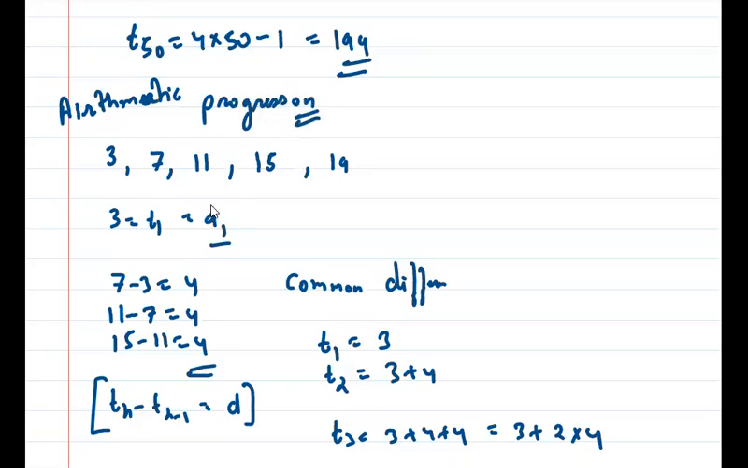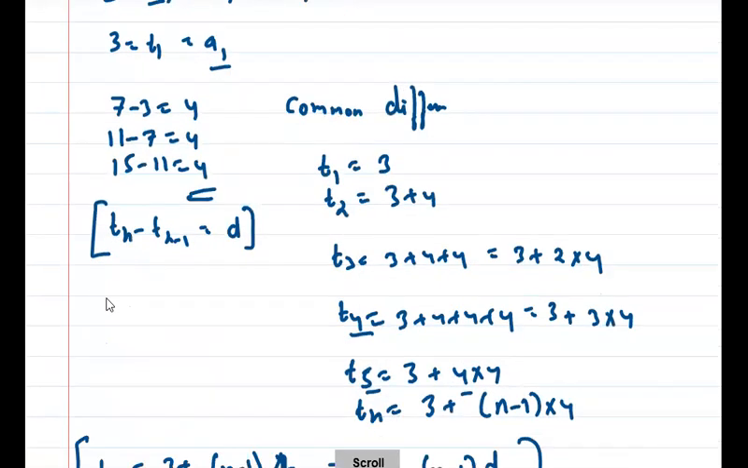Okay, right? See once, 7 minus 3 is equal to how much? 4. 11 minus 7? 4. 15 minus 11? 4. So the difference between every two consecutive numbers is equal to what? 4, right? That is why it is called the common difference.